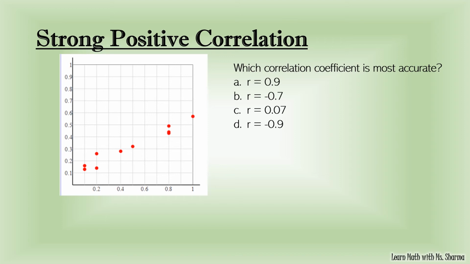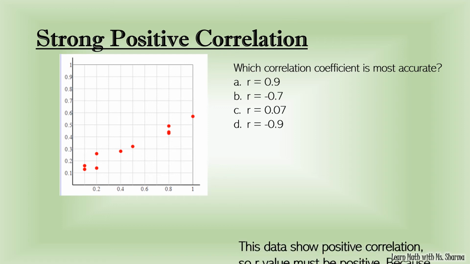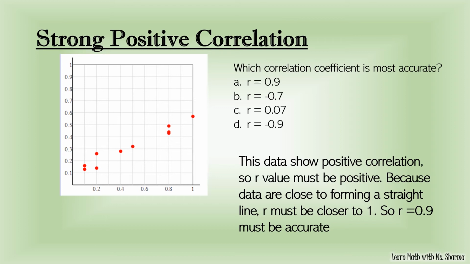From option A and option C, A is closer to 1, 0.9 is closer to 1, so that could be most accurate. This data show positive correlation, so the R value must be positive. Because data are close to forming a straight line, R must be closer to 1, so R equals 0.9 must be accurate.